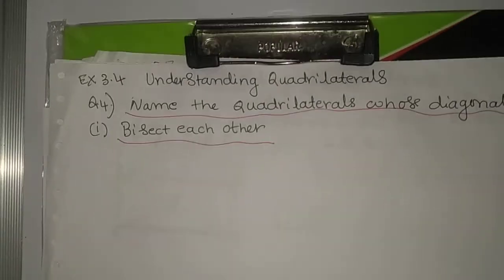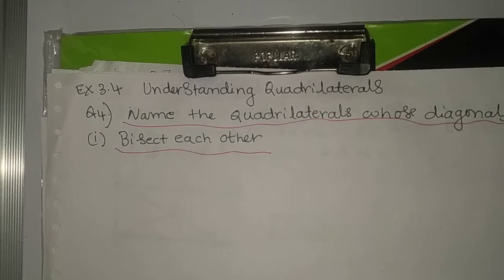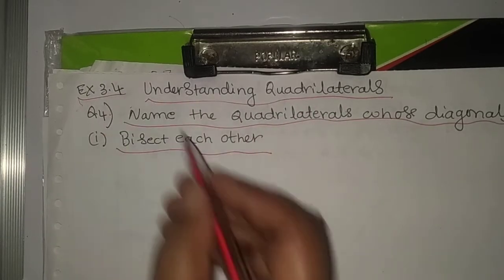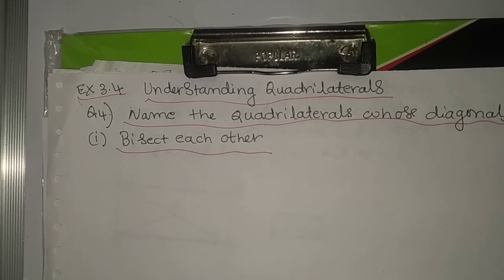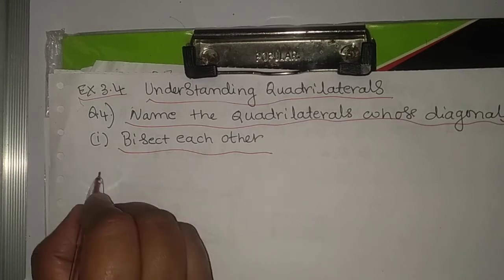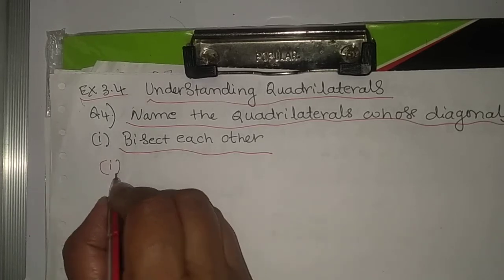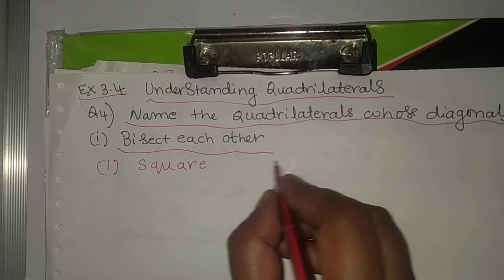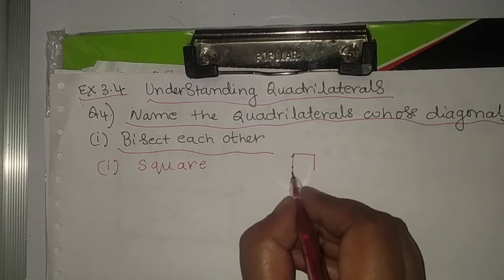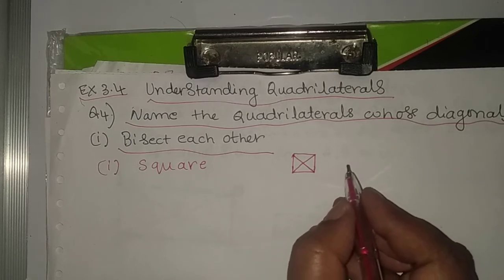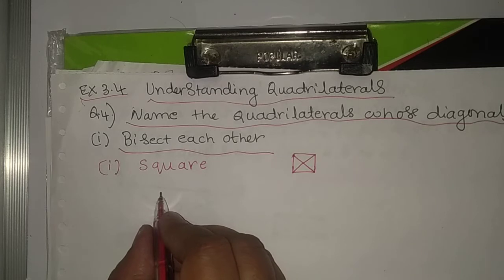Here the question is given as, name the quadrilaterals whose diagonals bisect each other. So what are the quadrilaterals? For the first option, they are given to bisect each other. For this, first we can write a square. Square is a quadrilateral whose diagonals bisect each other. See, this is a square. The two diagonals bisect each other. So this one is the first one.